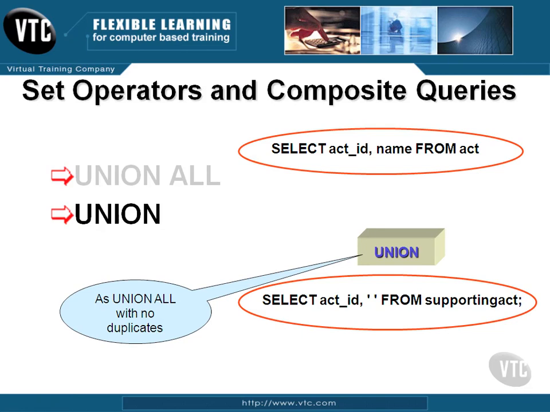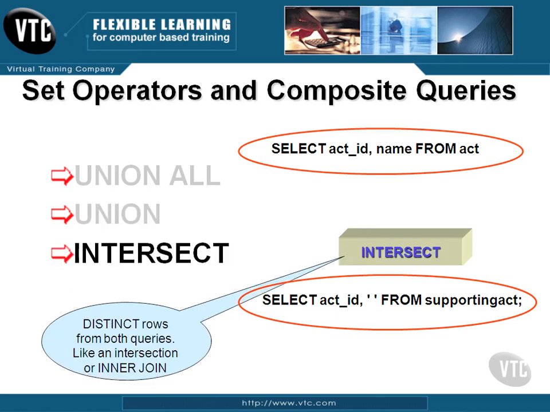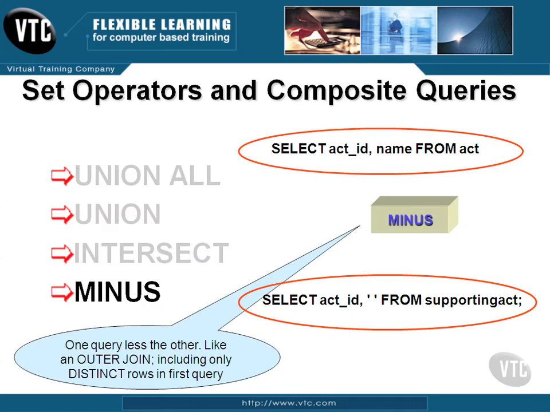Union would only find acts that are not supporting acts because it would remove the duplicate supporting act records. An intersect would effectively find only the supporting acts because it finds the records that are in both tables. And a minus would actually find only the acts because it would take all supporting acts out, which are effectively acts as well, so it removes any act that is a supporting act.